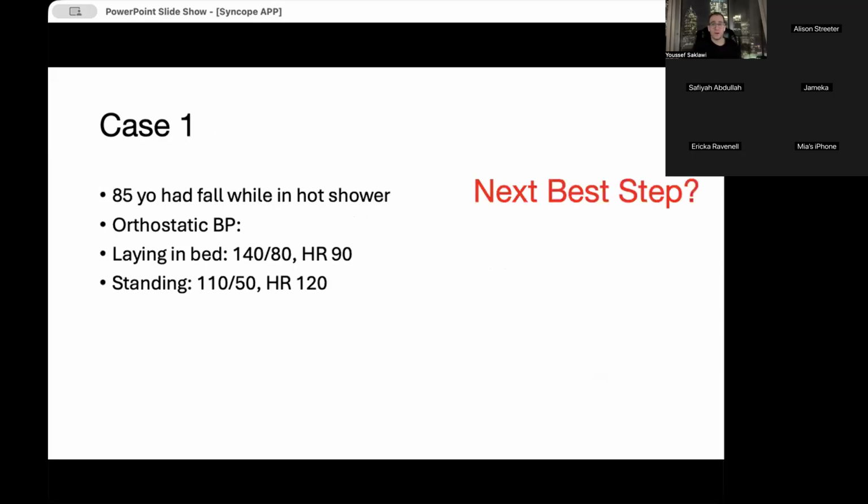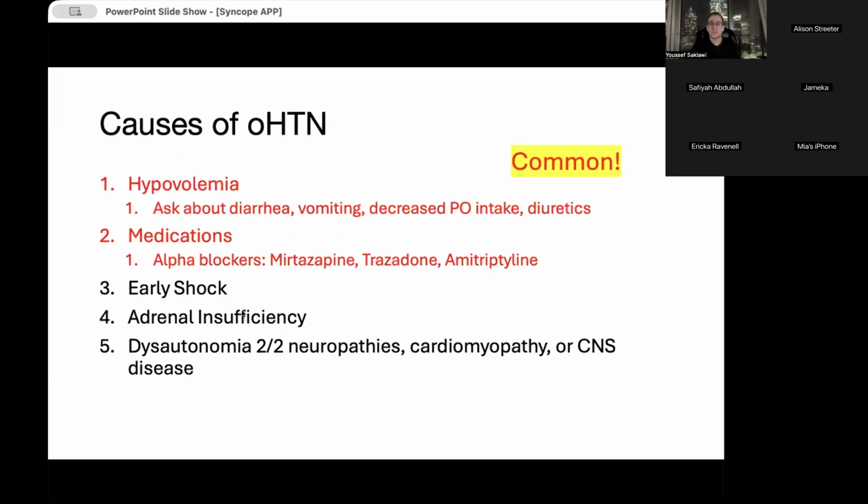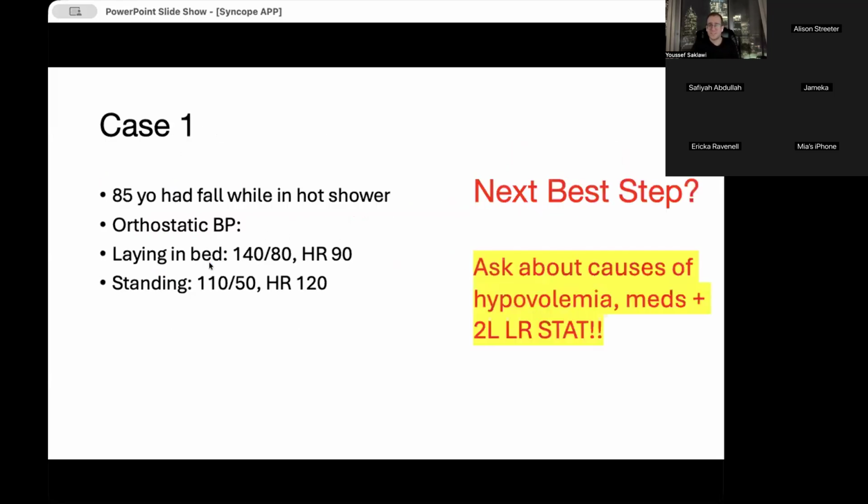But in this case, the next best step. So I agree, reviewing meds. But the other thing you want to do is look at the first two things. It's very common, hypovolemia, meds. So check their meds and give them fluids. A lot of times, especially if they have a reason to be orthostatic, you want to start with like 2 liters LR. And I feel like there's a lot of myths around fluids.